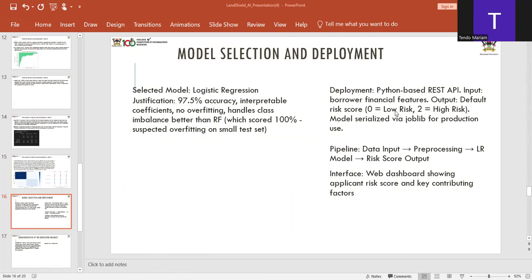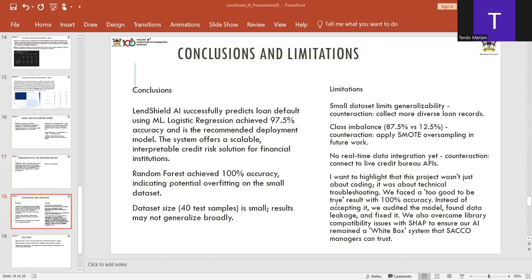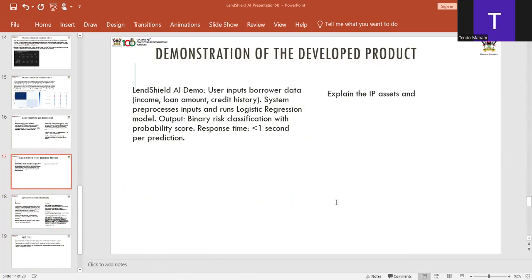And when we continue to the demonstration, the user input borrower data included the income, loan amount, and credit history. Then the system preprocesses inputs and runs the logistic regression model. The output was a binary risk classification with a probability score. The response took just 1 second per prediction.